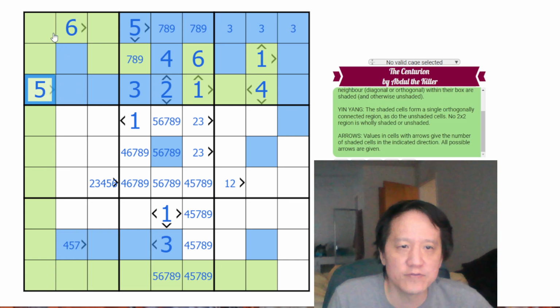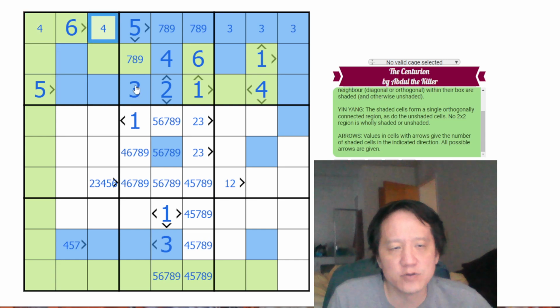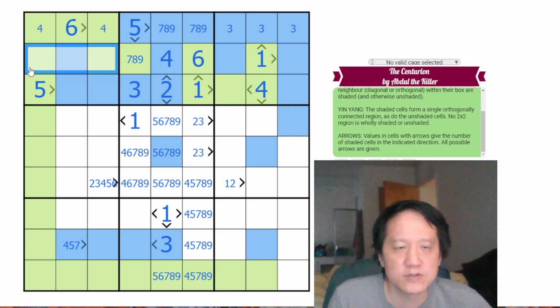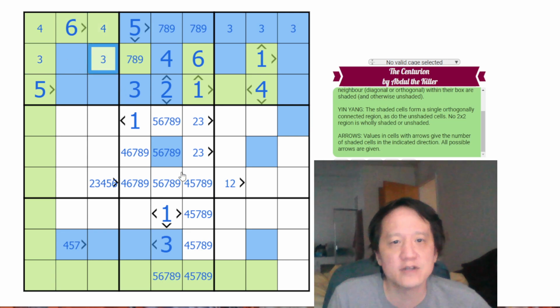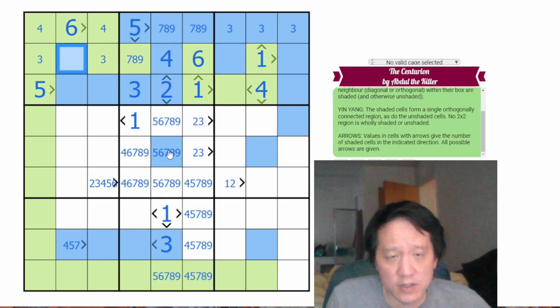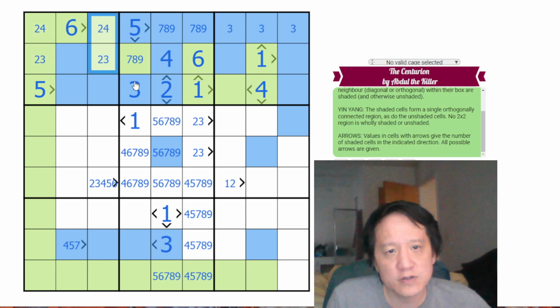This is 5, so the 4 cannot be anywhere next to it. So they're both 4, which means that can't be 3. So 3 cannot be here. It has to be one of these 3. Cannot be here because it sees both 4s, and the 4 would be shaded if that's the case. The 3 has to be one of those. Similarly, this can't be 2. So 2 is one of these or one of these.